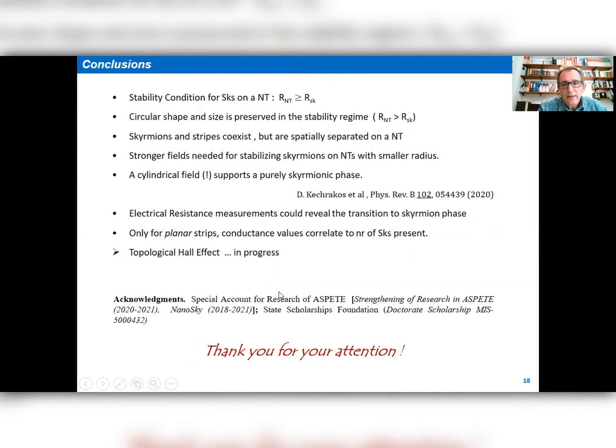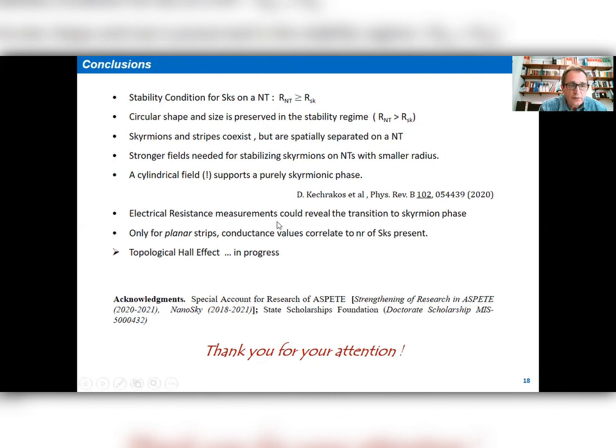With this, I conclude, and here are our central conclusions, which are the following: the nanotube radius has to be larger than the skyrmion radius if skyrmions are to be stabilized on nanotubes. The circular shape is preserved in the stability regime. Skyrmions coexist with stripes on a nanotube, but fortunately they are spatially separated. Stronger fields are needed for smaller radius nanotubes, and a cylindrical field would be the ideal case to stabilize a pure skyrmionic phase on a nanotube. However, we understand that this is technically difficult.